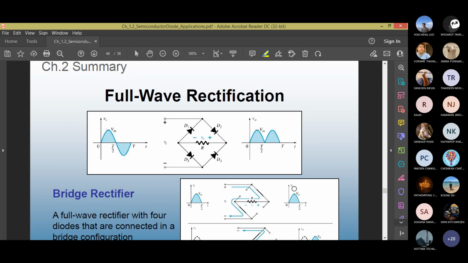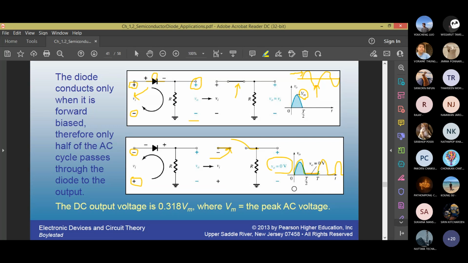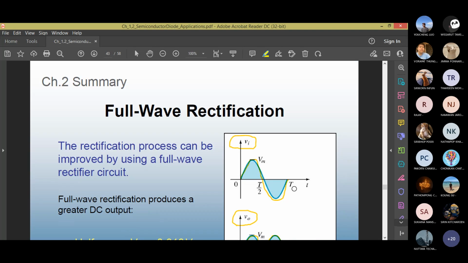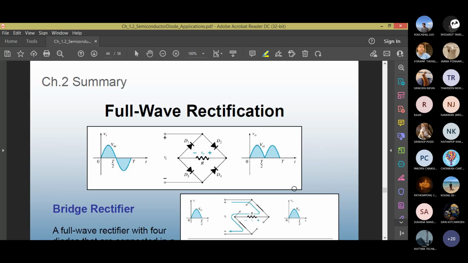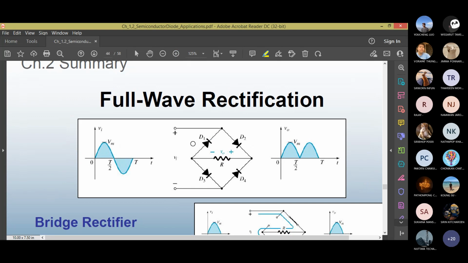How do we achieve full wave rectification? If we just have one diode like this, it is on only at one half cycle and off at the other half cycle. It's not possible. One of the ways of achieving full wave rectification is to use 4 diodes in a bridge configuration. This is called the bridge circuit.